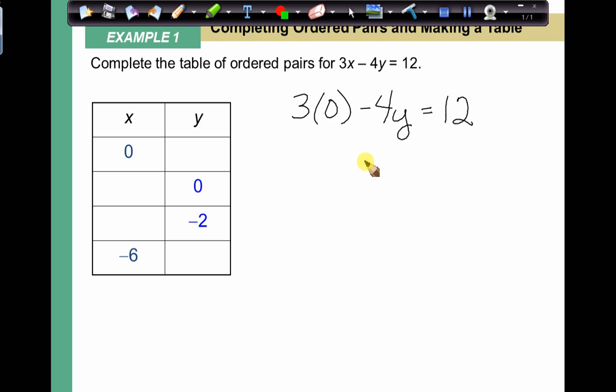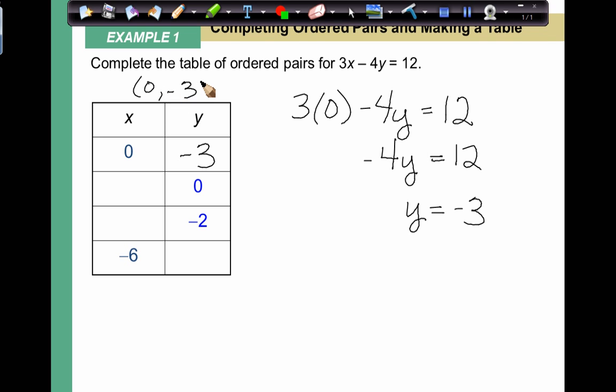So this would be 0, -4y equals 12. Divide both sides by -4. Y equals -3. Okay, -3. So this is an ordered pair: 0, -3. 0, -3 is a point on the graph of this line.